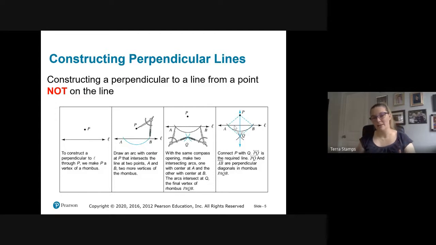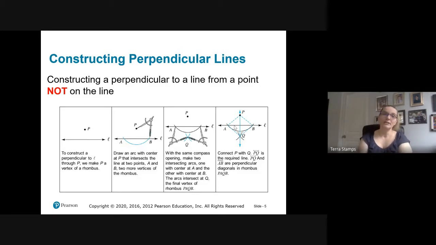And it's not just about memorizing these. It's about understanding why you're doing what you're doing, why the compass stays the same from here to here, and what that really is forming, and therefore why the construction works. So I don't want you to think of it as a bunch of random steps that you have to memorize, because if you do that, it's going to seem a lot more confusing.